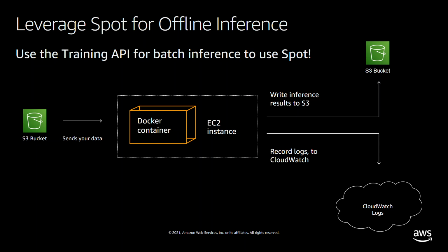But most importantly is that by using SageMaker training, you can take advantage of the spot instance features that are available there that we discussed earlier. So you can get up to a 90% discount on these ephemeral batch transforms by leveraging the SageMaker training API. So that's one cost optimization you can get for offline inference.